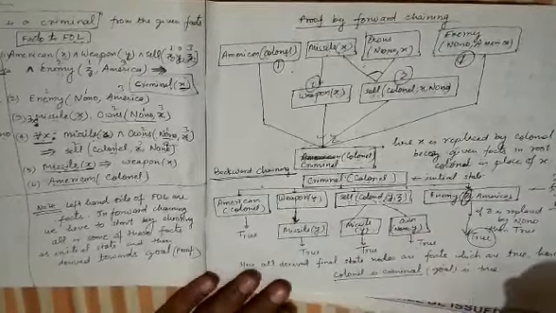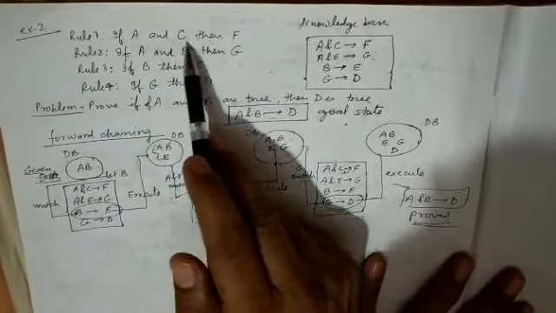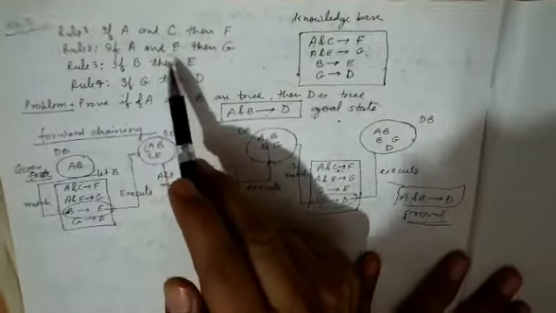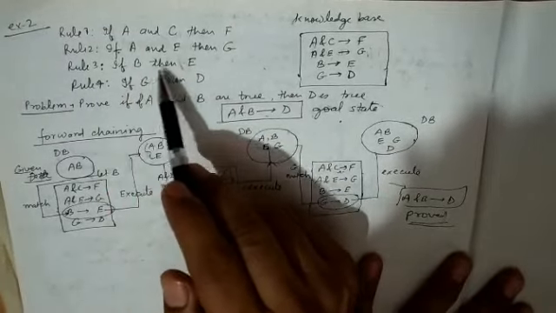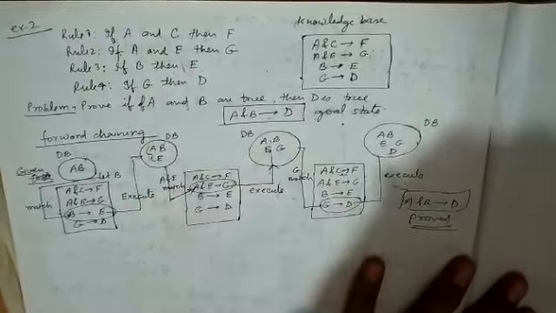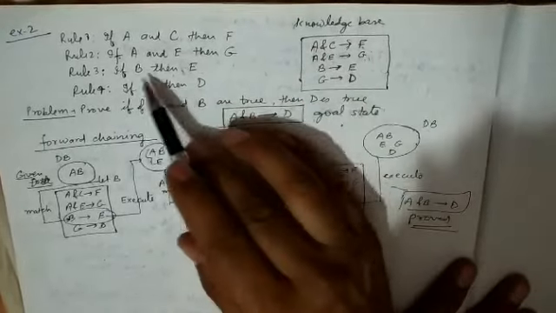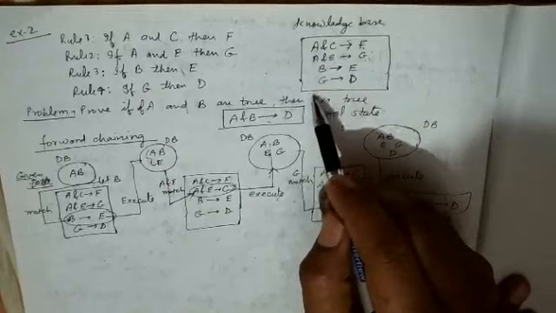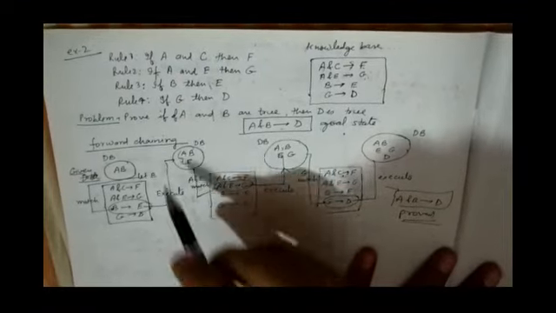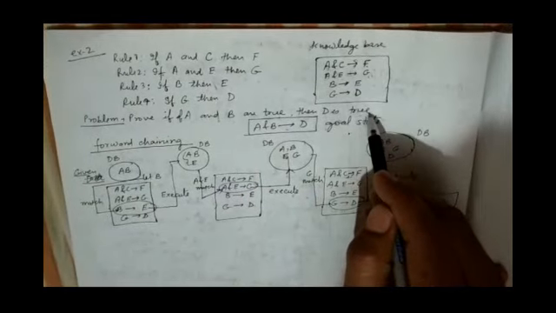We have a quick look with a small example over here. We have some rules given. Rule 1: if A and C then F. Rule 2: if A and E then G. Rule 3: if B then E. Rule 4: if G then D. So how can we construct our knowledge base? A and C implies F, A and E implies G, B implies E, G implies D. And our problem is we have to prove that if A and B are true, then D is true.